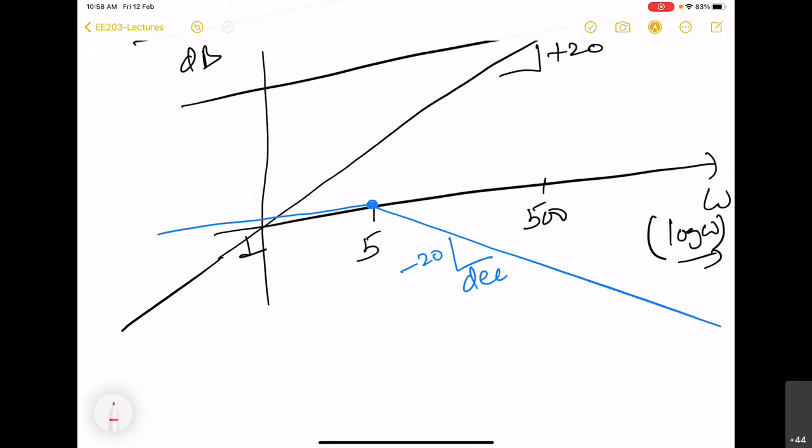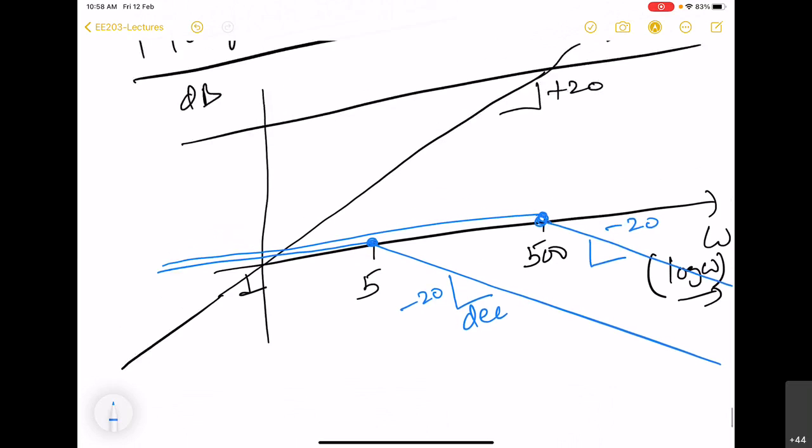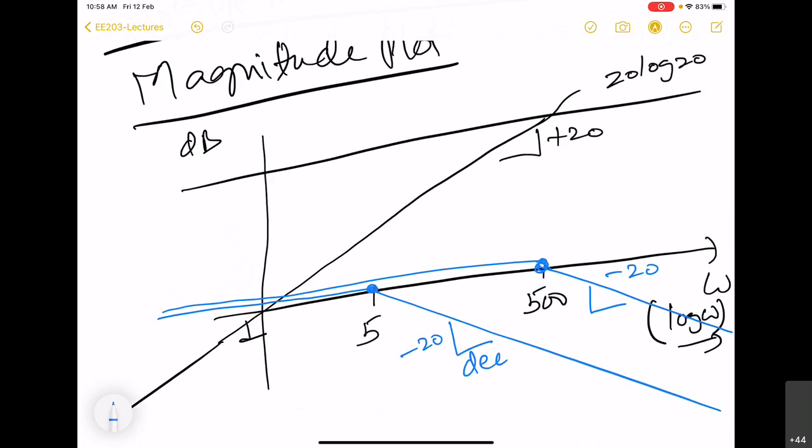Similarly, for the second pole, horizontal line up to 500, and then a line with slope minus 20 dB per decade. So these are the four curves which we will have to add to get the overall.